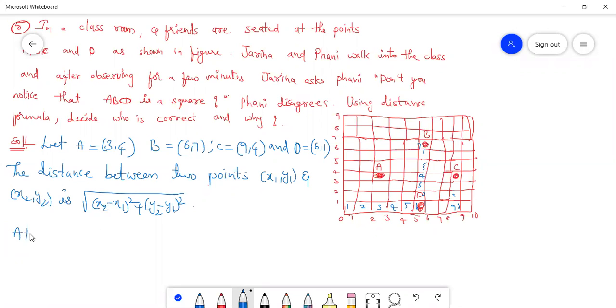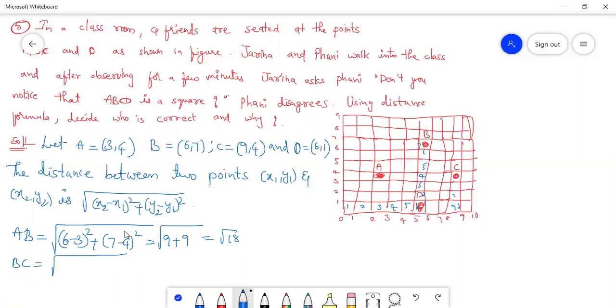From the distance formula, AB distance is under root of (6 minus 3) whole square plus (7 minus 4) whole square. It is equal to under root of 3 square is 9, 3 square is 9, root 18. Similarly, BC we can find out, B point is (6, 7), C point is (9, 4), so (9 minus 6) whole square plus (4 minus 7) whole square. It is equal to under root of 9 minus 6 is 3, 3 square is 9, 4 minus 7 is minus 3, whole square is plus 9. It is equal to root 18.